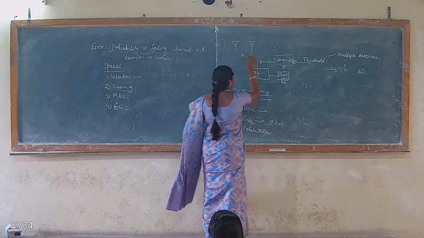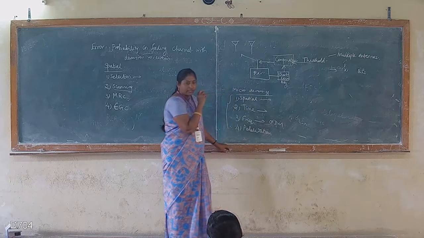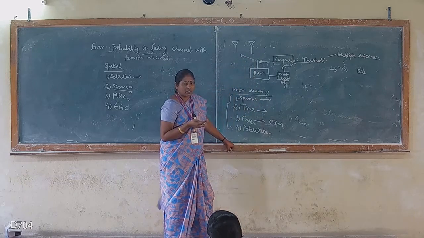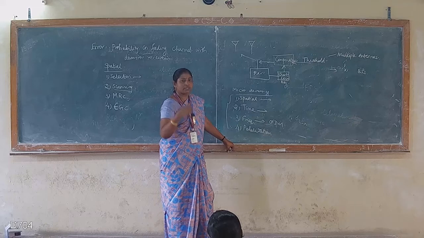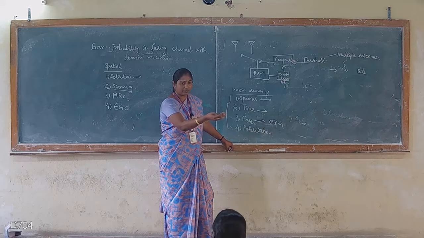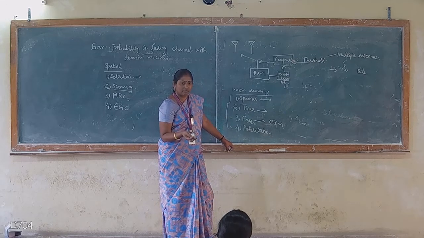Now the receiver will scan the second antenna. Then again the SNR is calculated. If the SNR is greater than the threshold, the receiver is connected to the second antenna. Otherwise the receiver will scan the third antenna.